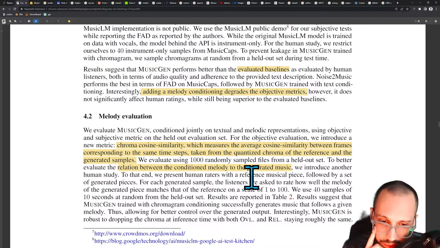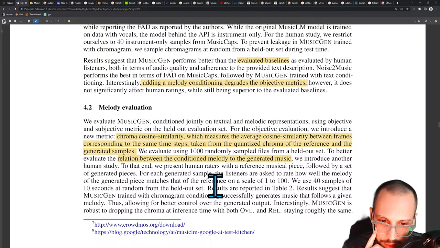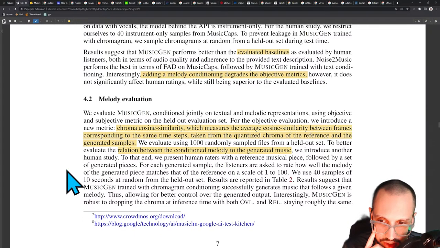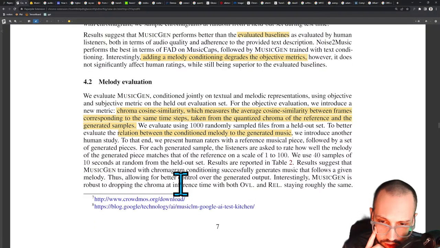Present raters with the reference music piece, followed by a set of generated pieces. For each generated sample, the listeners are asked to rate how well the melody of the generated pieces matches the reference on a scale of 1 to 100. Results suggest that MusicGen trained with chromagram conditioning successfully generates music that follows a given melody, thus allowing for general better control.